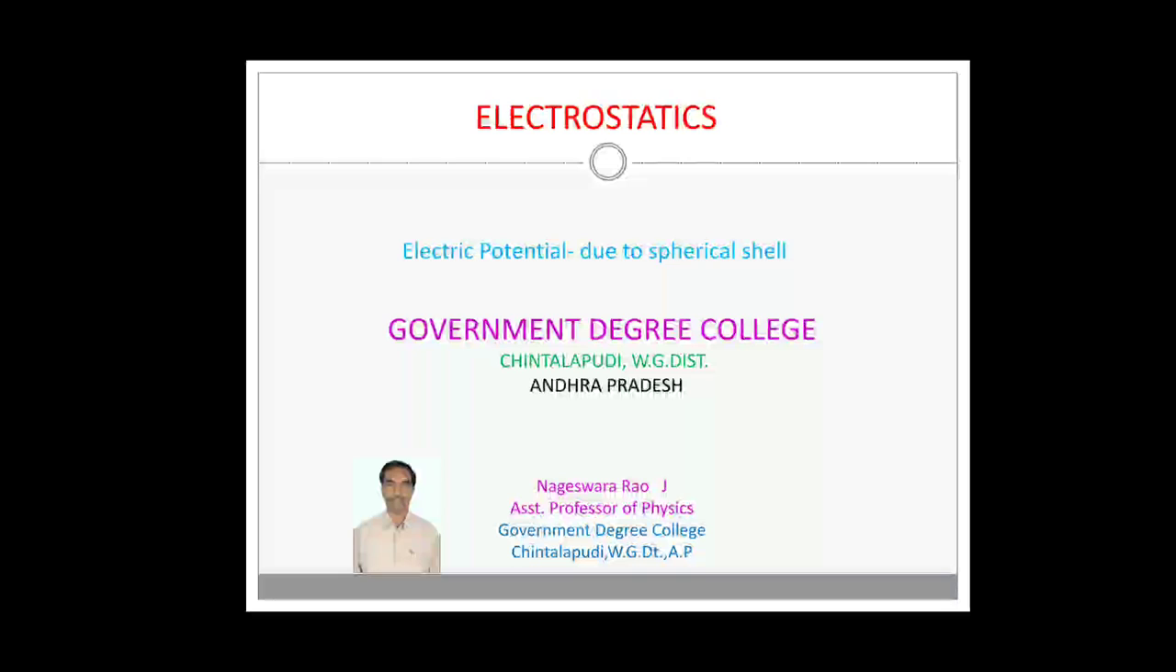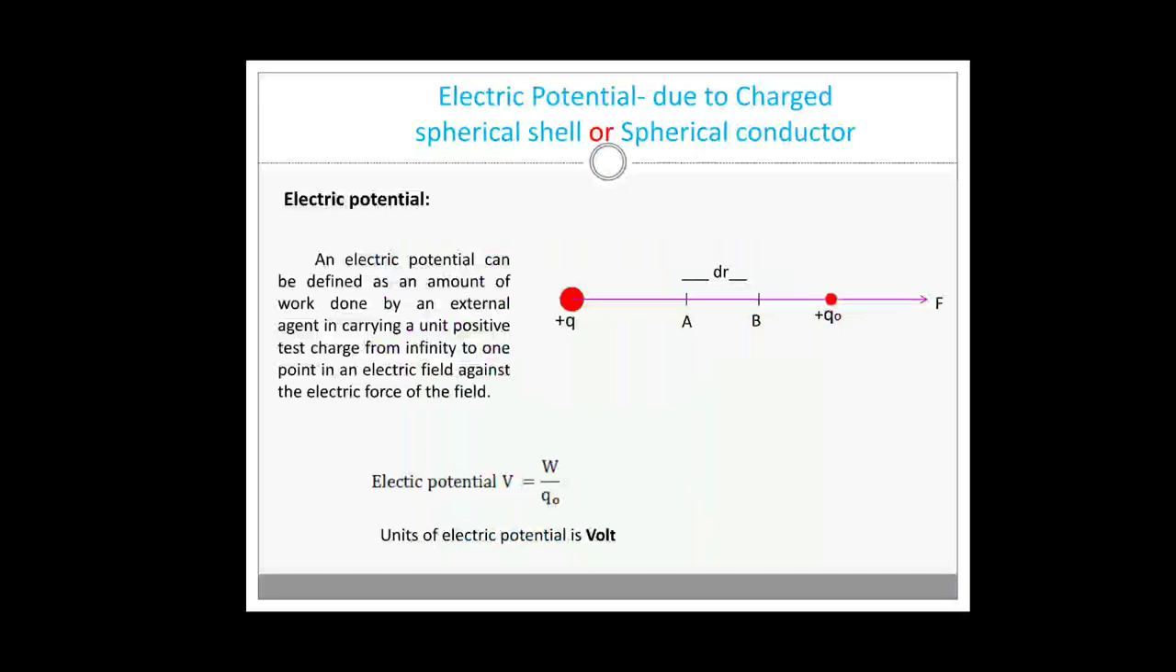In this presentation, we will discuss the electric potential due to a spherical shell, or also due to a spherical conductor. Before discussing the question, we want to remember what electric potential is. We know the electric potential can be defined as the amount of work done to bring a unit positive charge from infinite distance to a point in an electric field. So the electric potential V can be written as W by Q naught, where W is the work done on charge Q naught. We know the unit of electric potential is volt.